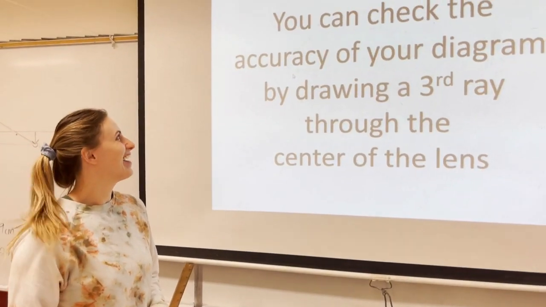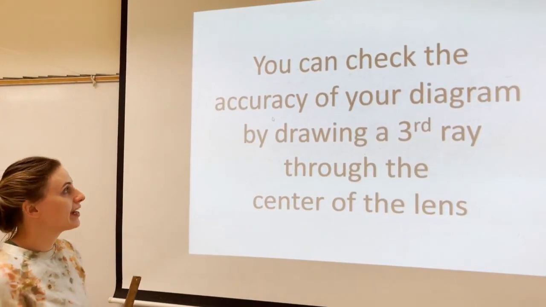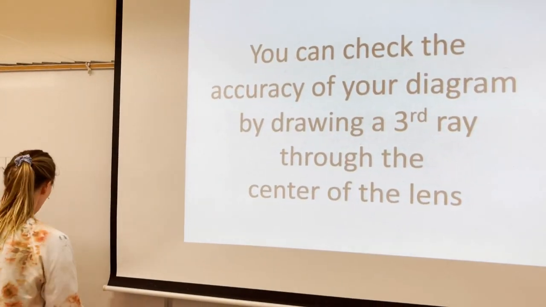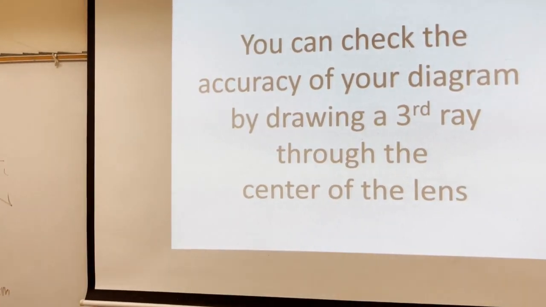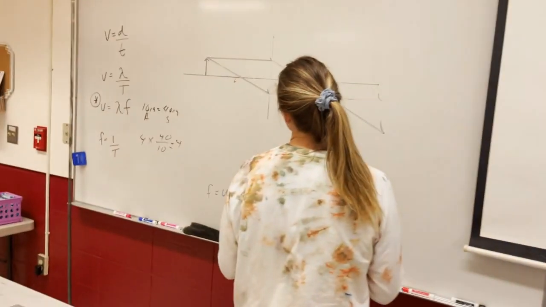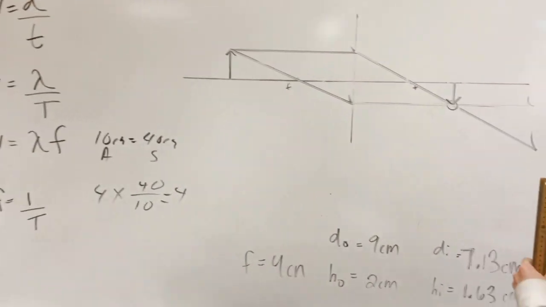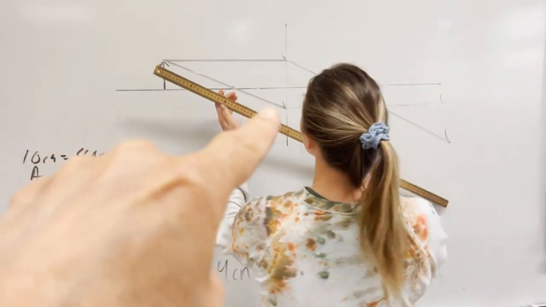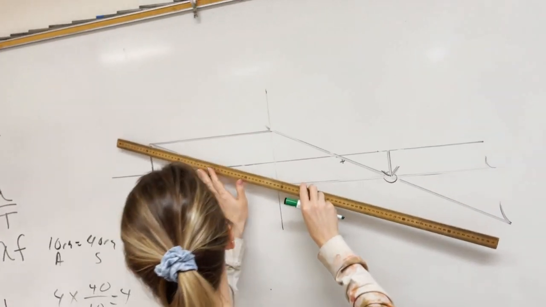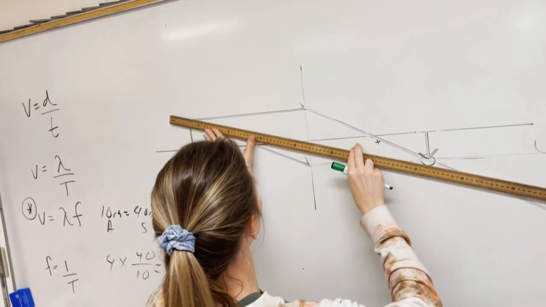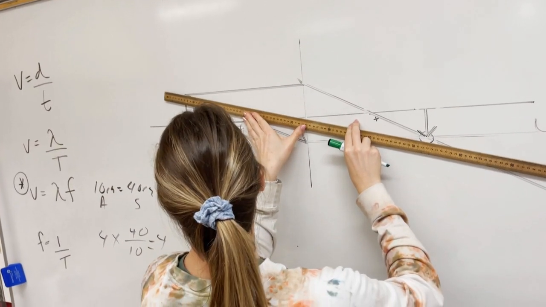You guys ready? Okay. So you can check the accuracy of your diagram by drawing a third ray through the center of the lens. The center of the lens would be right there on the principal axis. So from there to there, right?